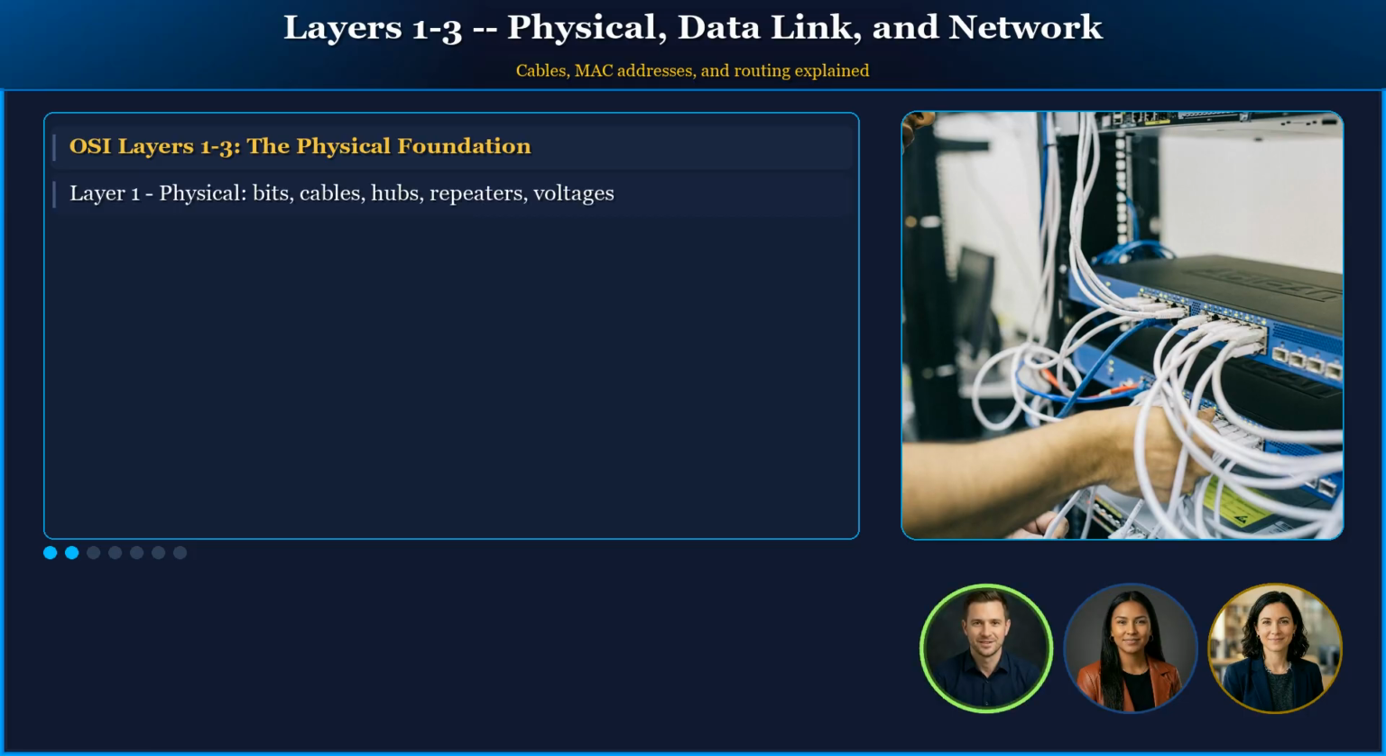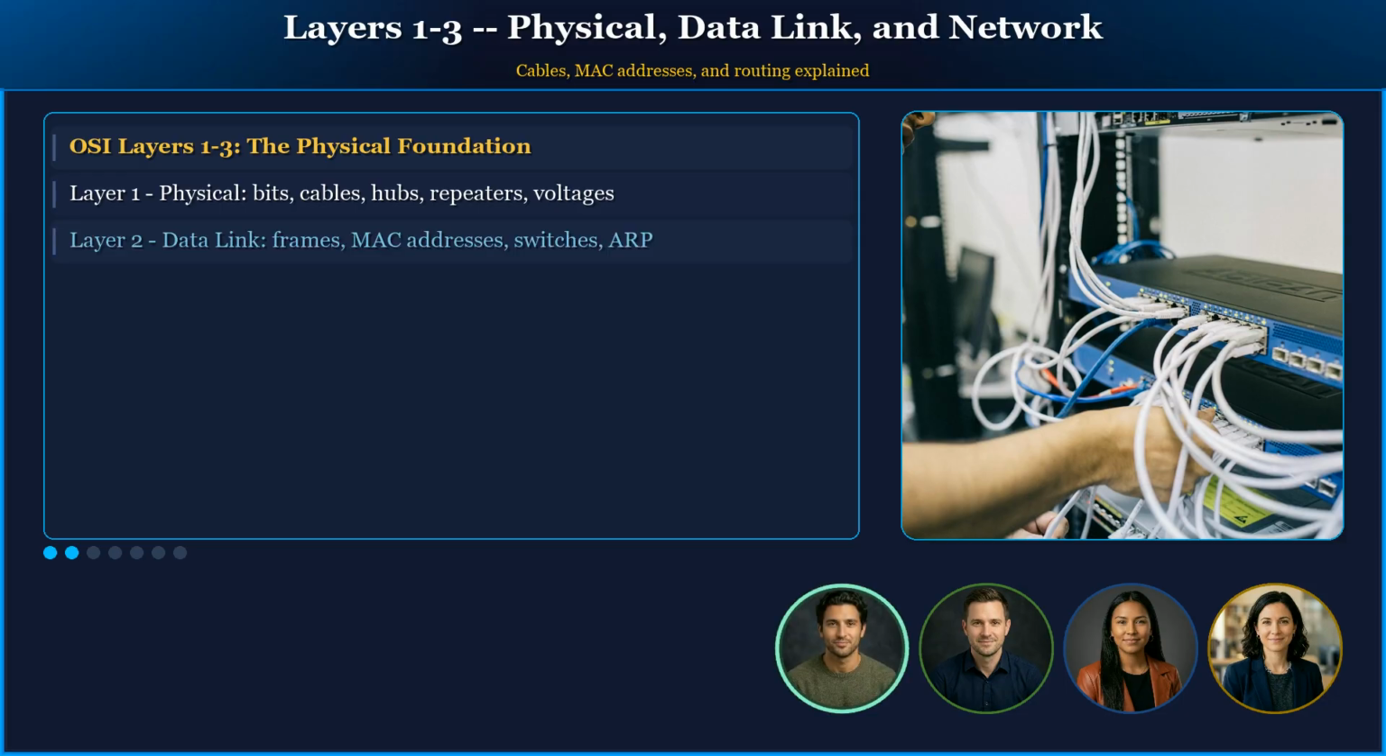Layer 2 is the data link layer. This is where bits become frames, structured packages with source and destination MAC addresses. Switches operate here, reading MAC addresses to forward frames to the right port. ARP, the Address Resolution Protocol, also lives at this layer.